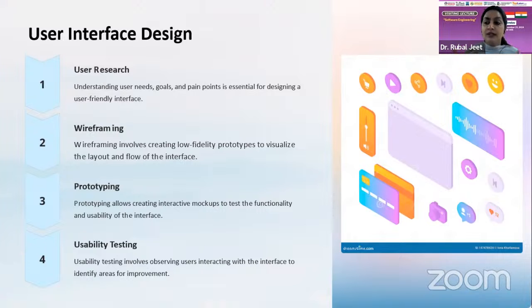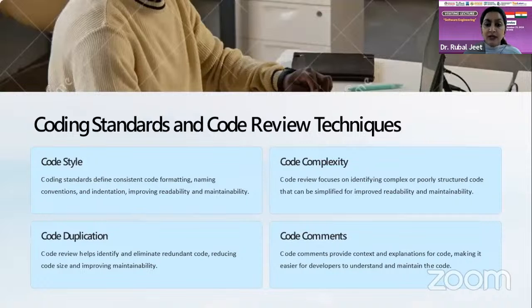This is how the interface design develops. So code standards and code review techniques are a very important part to understand, to see how code styling works. Code style should follow a good standard, with consistent code formatting that improves the readability and the maintenance.